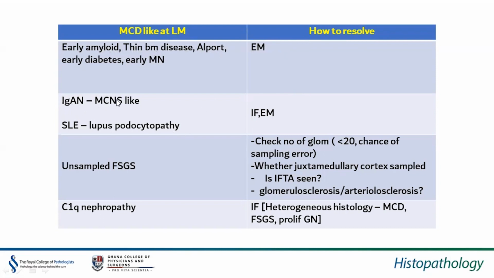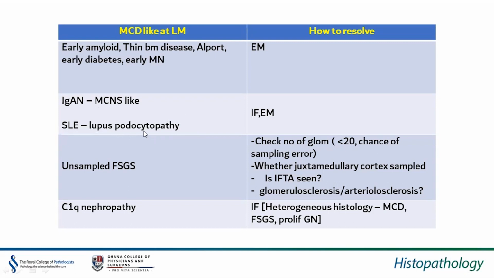Sometimes IgA nephropathy can have a MCNS-like appearance. Sometimes in SLE, though we are well aware it usually has a full house pattern on immunofluorescence and shows changes on light microscopy, some cases of SLE may have only foot process effacement and no staining on immunofluorescence. This is known as lupus podocytopathy. And the way to diagnose these situations is again by immunofluorescence for IgA nephropathy.